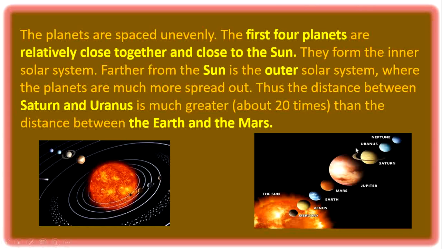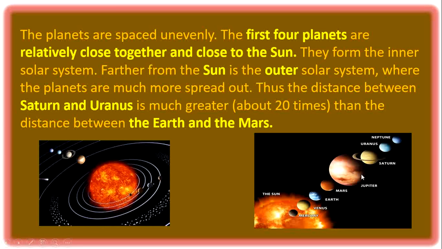See the diagram here. Mercury, Venus, Earth and Mars are very close to the sun, so it is called the inner solar system. Jupiter, Saturn, Uranus and Neptune are far away from the sun and spread out. It is called the outer solar system.